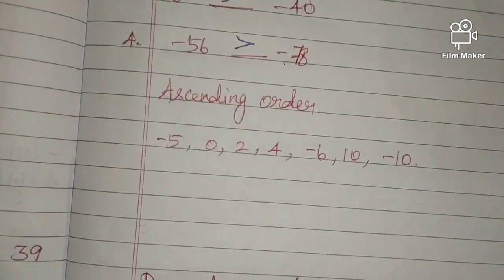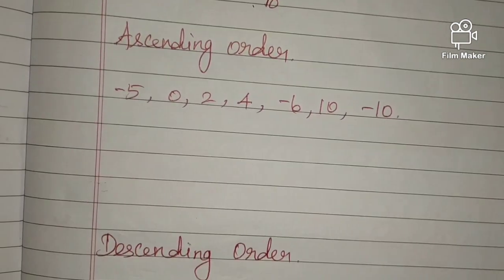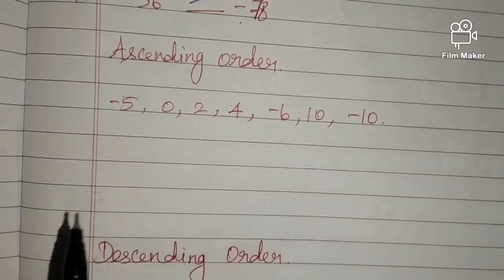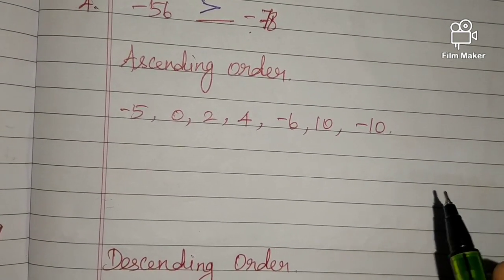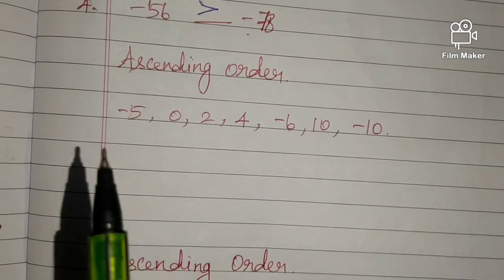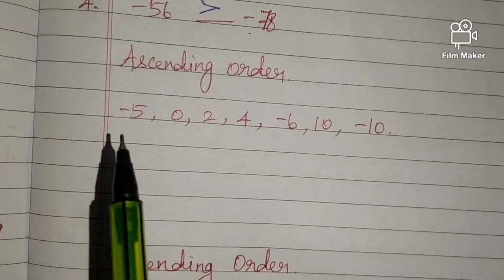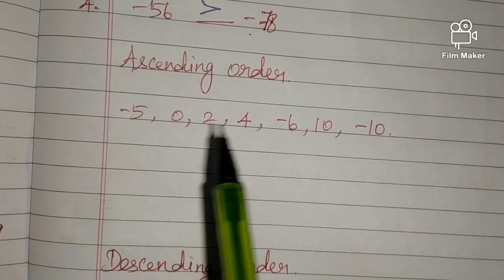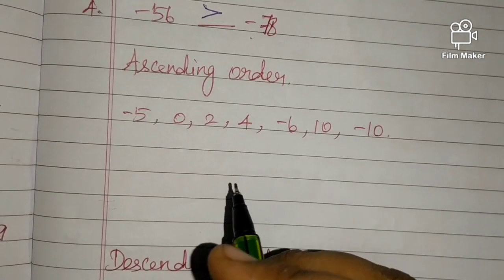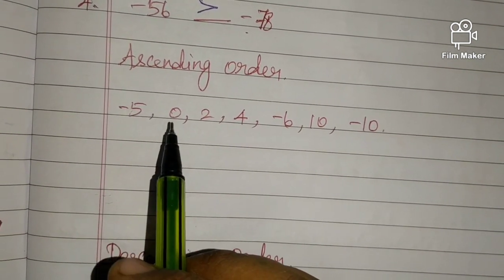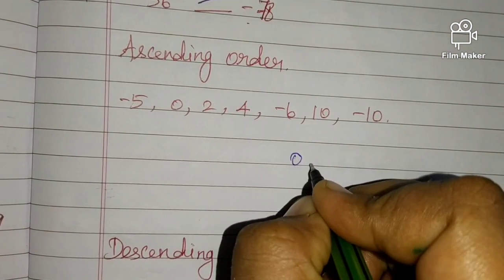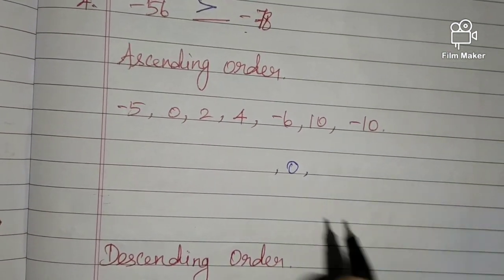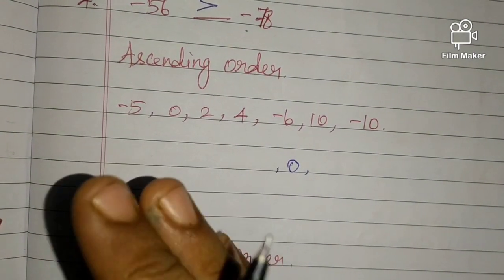Next, ascending order. We just want to write the ascending order. Ascending order means, as we all know, smallest number to the biggest number. In this one, there are positive numbers as well as negative numbers, and we just want to write them from smallest to biggest. Luckily we have the 0 in this pattern, so we write the 0 first. We all know that negative numbers are smaller.